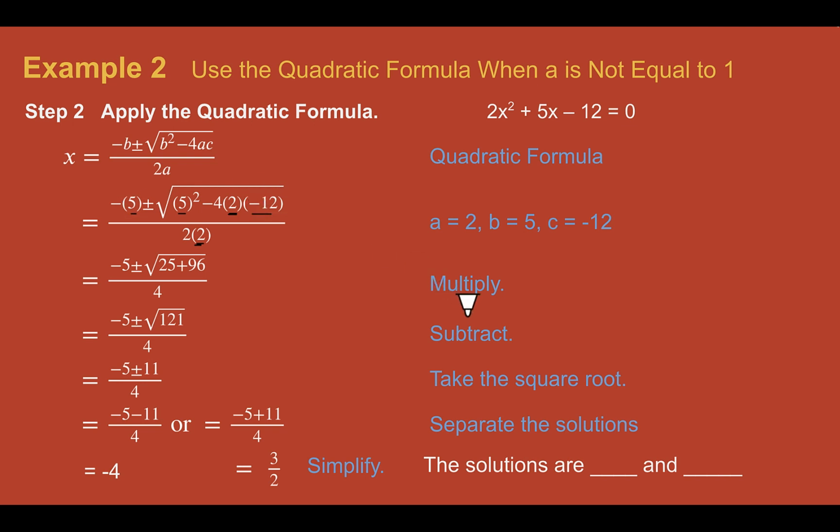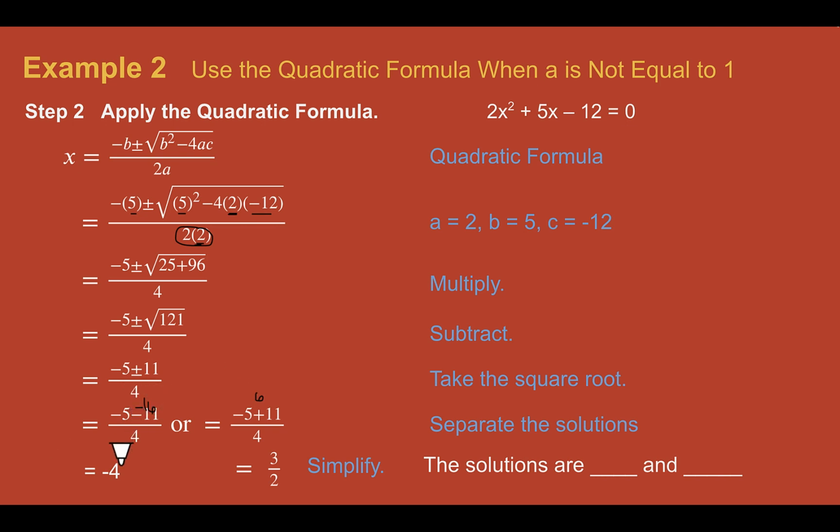This time, we end up with negative 5 plus or minus our square root. We have 25 plus 96, which ends up being 121. And then our bottom, instead of being divided by 2, is 2 times 2, so dividing by 4. Negative 5 plus or minus the square root of 121 over 4. So the square root of 121 is 11. Separating them, negative 5 minus 11 or negative 5 plus 11, we end up with either negative 16 or 6.